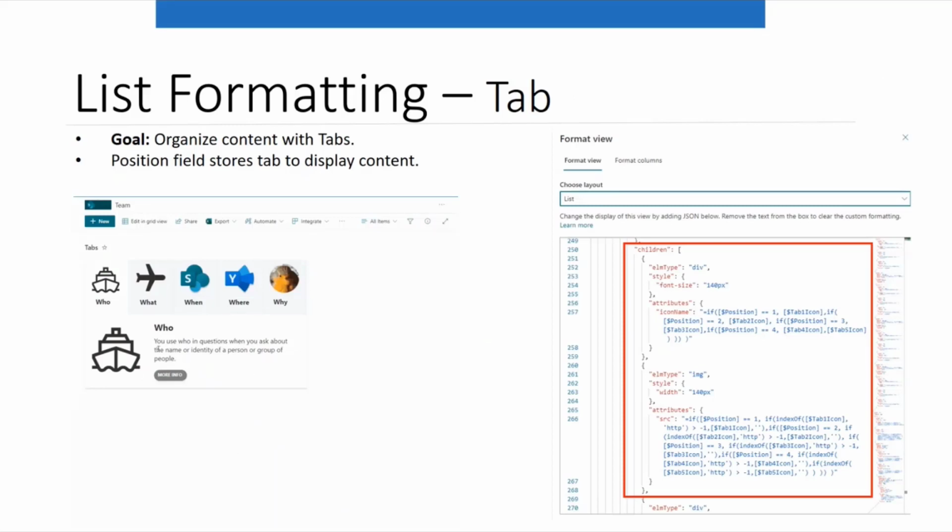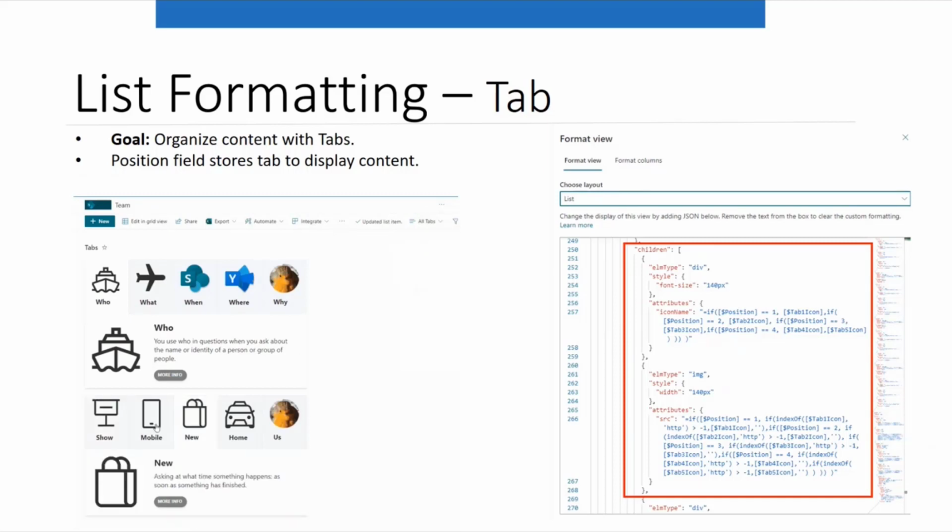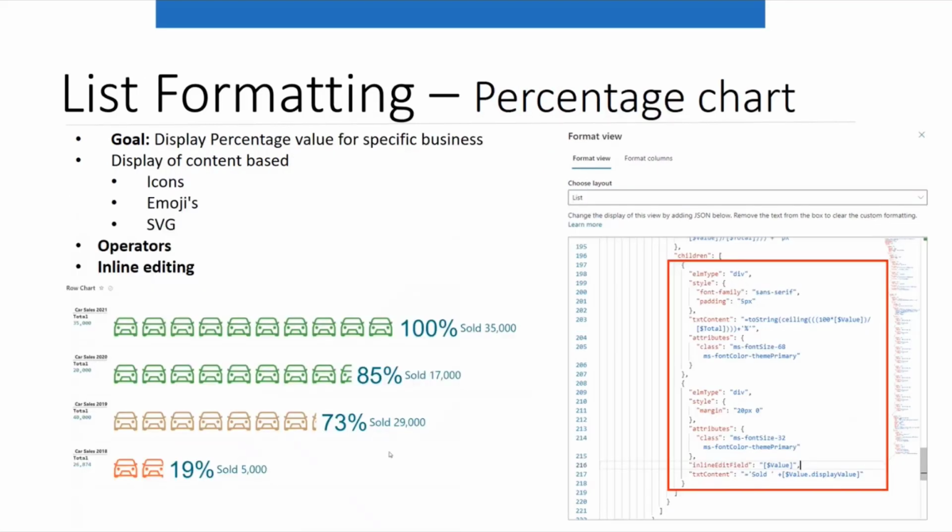Like I said, the goal here is to organize these tabs, and on the right we have the functionalities that we can validate when we click on the tab, where we save the position, and where the content is going to be displayed. The second is the percentage chart, where we have different views, and here I use three different ones. I use, for example, icons that come out of the box with SharePoint. We can also associate emojis, or we can even include an SVG image. I'm just going to show the three, and also show the list formatting, how I include it.